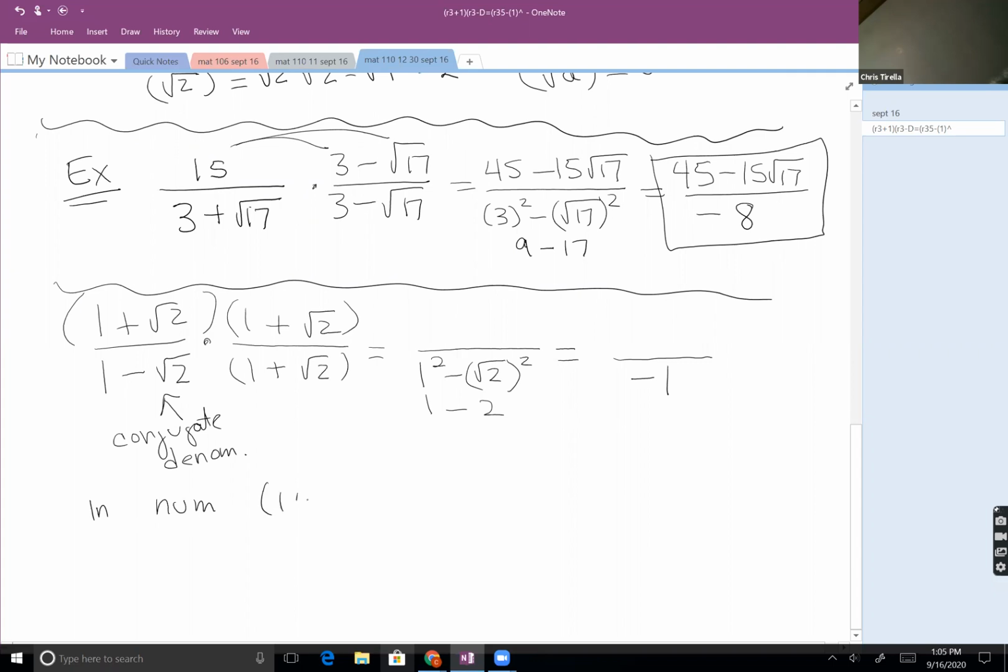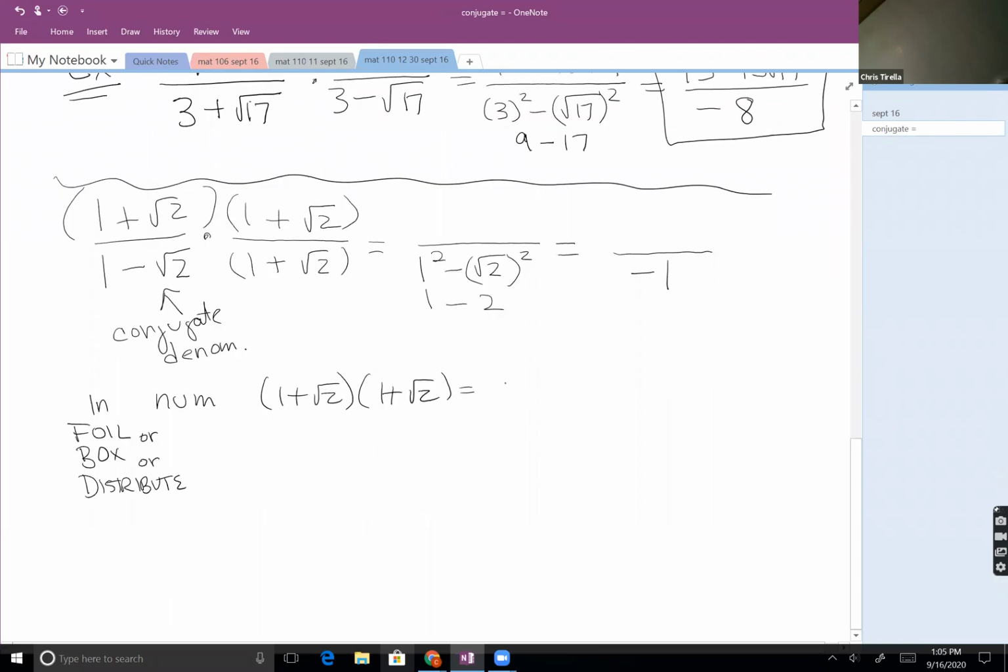if I have two terms, 1 plus radical 2 times 1 plus radical 2, you have to either FOIL or box, or some people might distribute twice. But you have to multiply that all the way out. I'm a FOILer, so first 1, outer plus radical 2, inner plus radical 2, last radical 2 times radical 2 is 2, gives me 3 plus 2 radical 2.